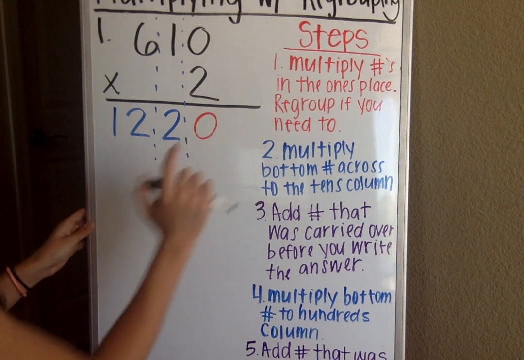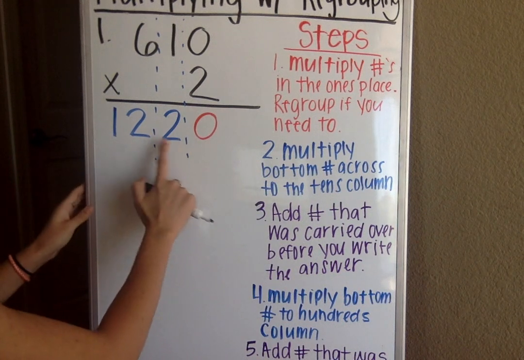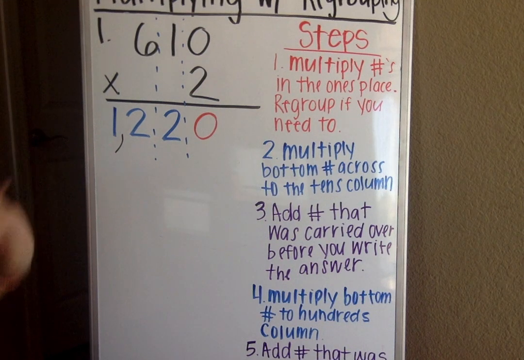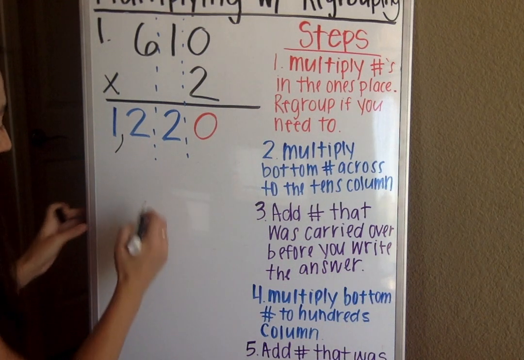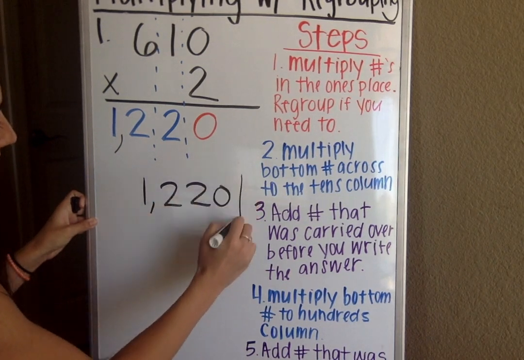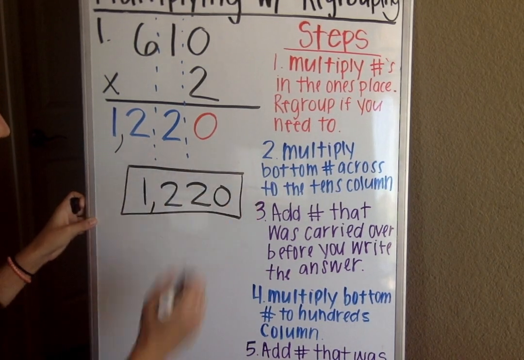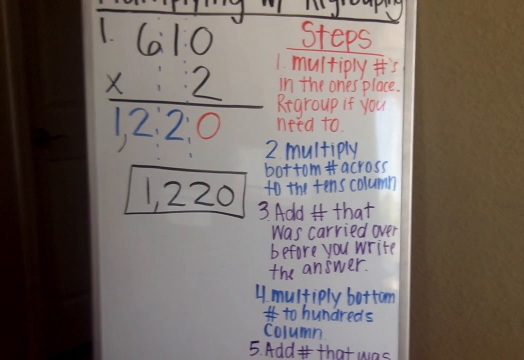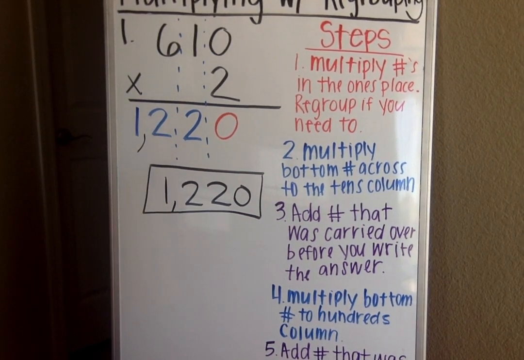So the way we know where to put the comma is 1, 2, 3, comma, and then you have your other number here. And then you can leave it just like that, or you could rewrite it nicely and box it. So your answer is 1,220. So if you need to keep it there, you can. I am going to erase and move on to number 2 of your assignment for the day.